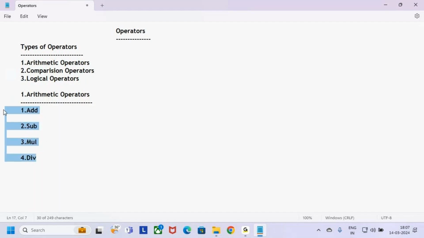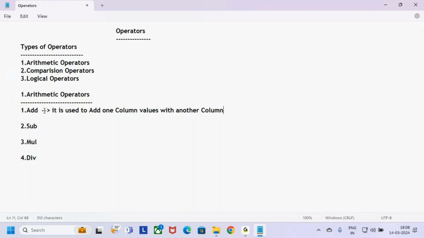Let me discuss one by one here. First, the addition operator. You already know its functionality, but let me discuss it again at a high level. The addition operator is used to add one column's values with another column's values, guys. I'll explain how to do that.